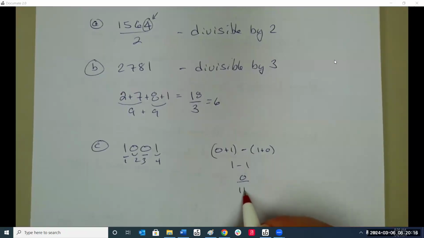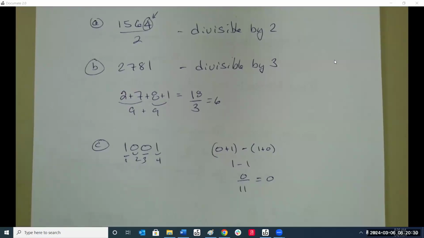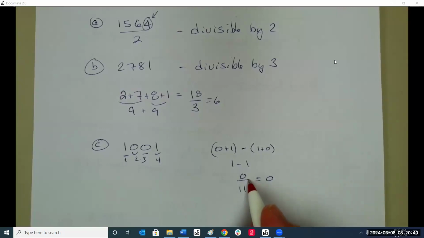Is 0 divisible by 11? Yes, it is. It's 0. It's a whole number. So it's divisible by 11. I know, you'd think not because it comes out to be 0, but a 0 can be divided by a number, not the other way around. So this is totally legitimate. It just looks weird.